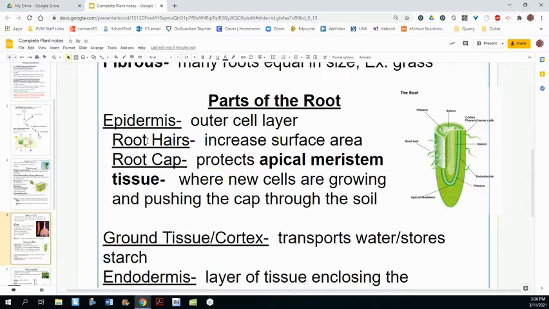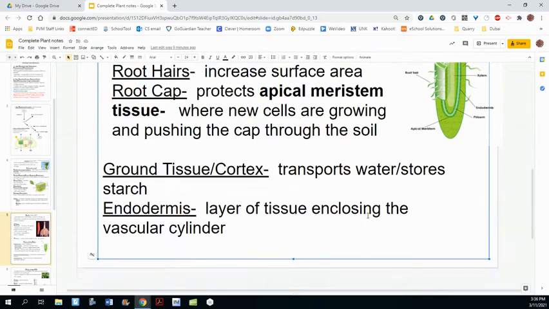There's going to be a root cap, which is going to be right over the top of what's known as the apical meristem. Apical means apex, meaning the point of something. So the apex is the point. Apical meristem is the point of the plant tissue where it's growing most rapidly. This is new growth, and this is going to allow the root to grow and push down through the soil.